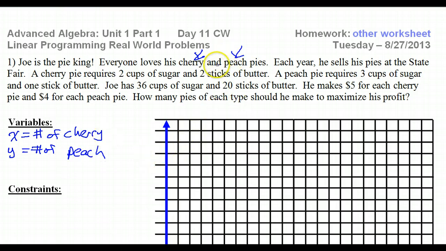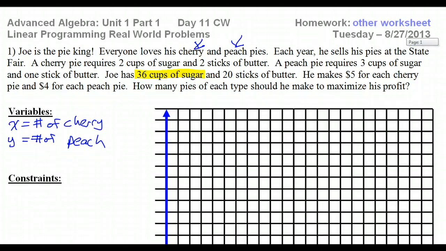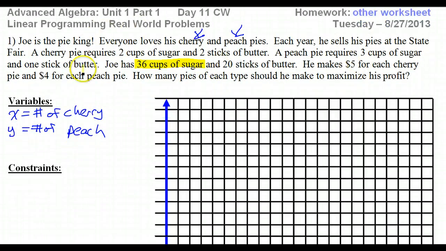Now I'm looking for constraints, limitations. Peach pie this, cherry pie that. Joe has 36 cups of sugar. That's a constraint. 36 cups of sugar, that's all he's got. So that means there's a sugar constraint. So I'm going to write that down. Hey, look, everybody, sugar constraint.